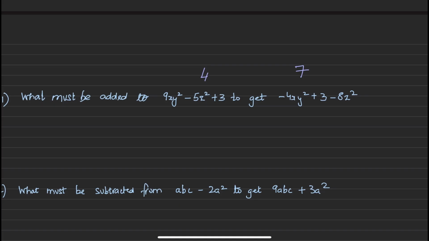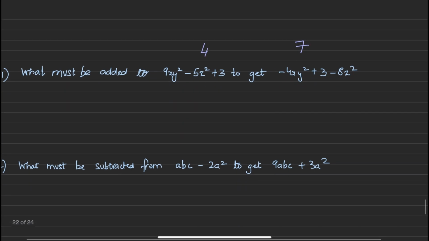So what are we doing over here? Aren't we doing 7 minus 4 to get 3, right? So 7 minus 4, so this will come in the first line, this will come in the second line, and you will change the sign of this expression. Are you understanding, guys, what I'm trying to do? So from, to get 3 we will subtract minus 4xy square plus 3 minus 8z square.